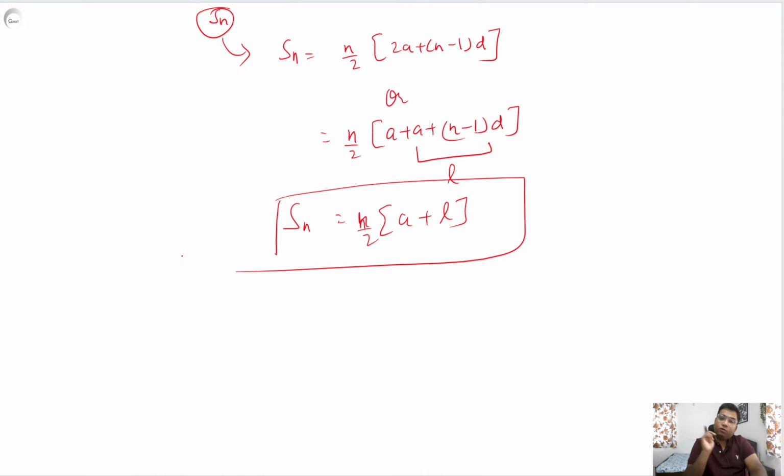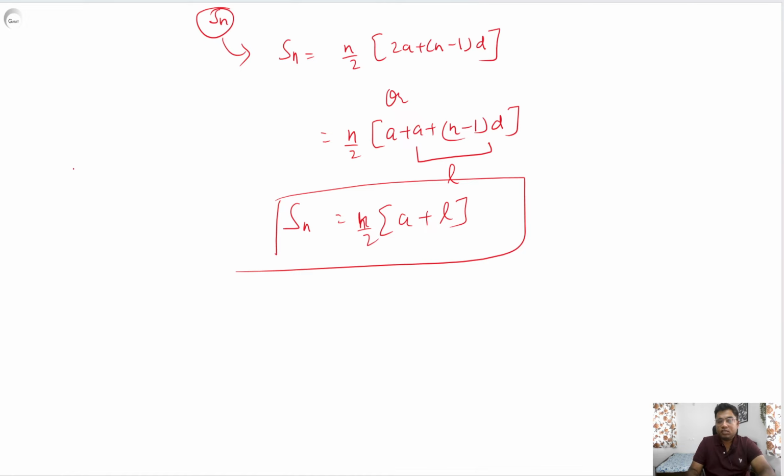Related to the sum of terms only, we have one more type of question, one more type of concept, not very important for the boards, but since it has not been asked many times in boards, it also makes it a possible candidate for the exam this year. So I'm not too sure. I don't know if it will come or not, but I want to still talk about it.